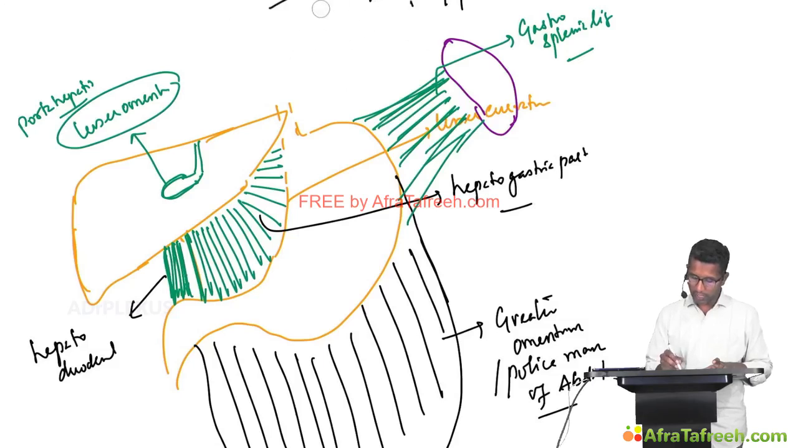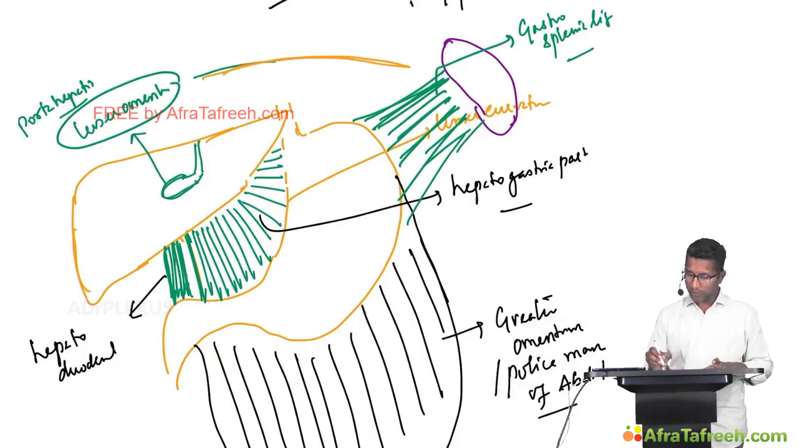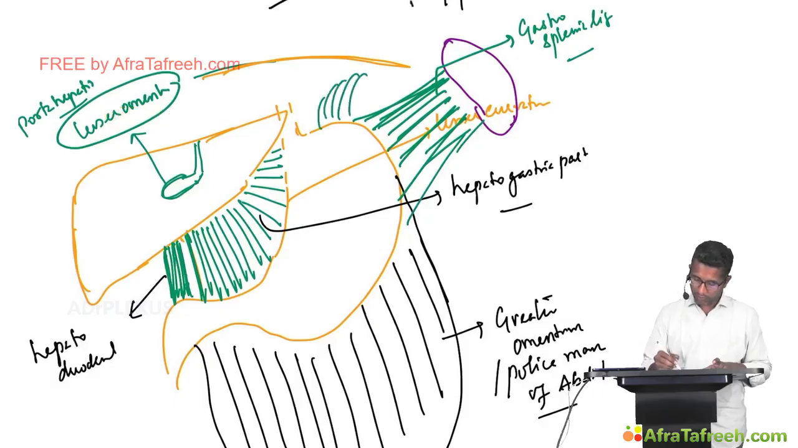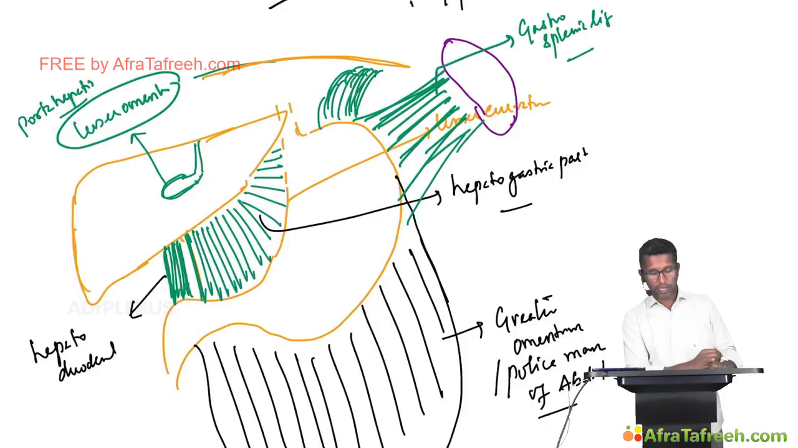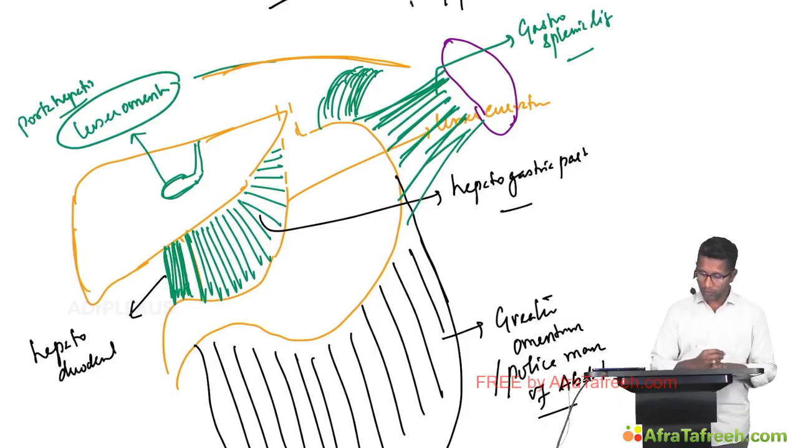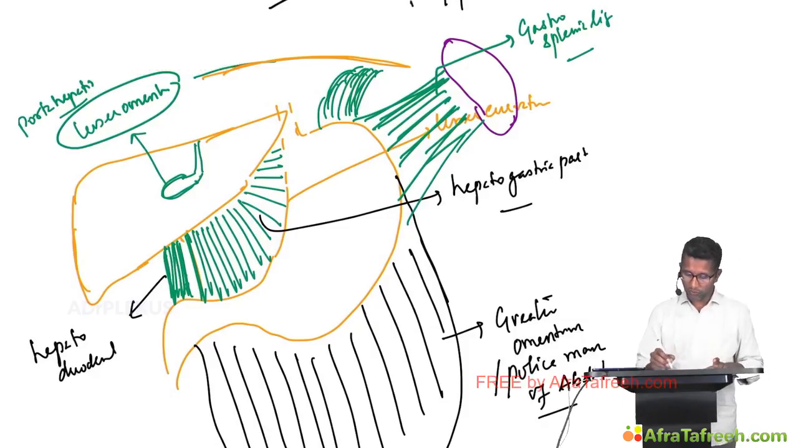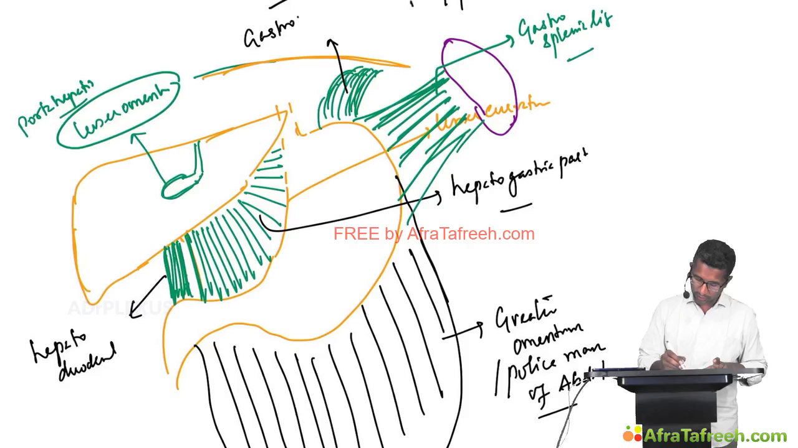a structure called the diaphragm, which is seen here. So the stomach is connected to the diaphragm by means of this peritoneal fold. The peritoneal fold which extends from the stomach to the diaphragm is called the gastrophrenic ligament.